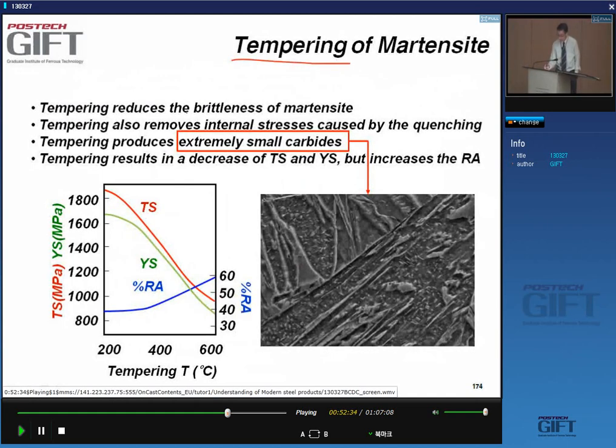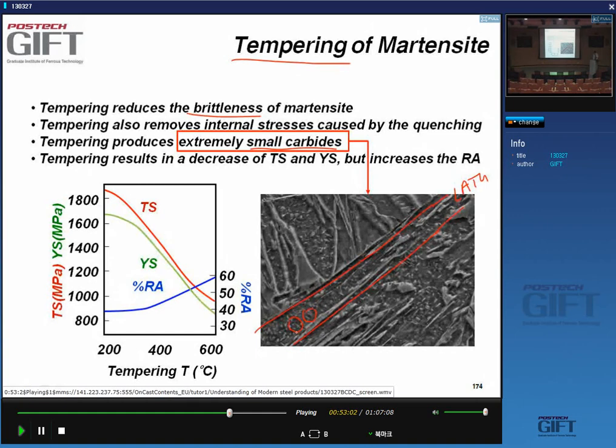So tempering is essential to reduce brittleness of martensite, and it also removes internal stresses in the material, which are caused by the quenching. What happens to the microstructure when we temper? Well, very simple. We create very small carbides in the microstructure. You can see this on the micrograph here. You have these laths of martensite, and you can basically see these little white lines. Those are very fine carbides. So when you form carbide, there is no more carbon in solid solution in the martensite, and that makes the martensite less hard, but also improves the toughness a lot.